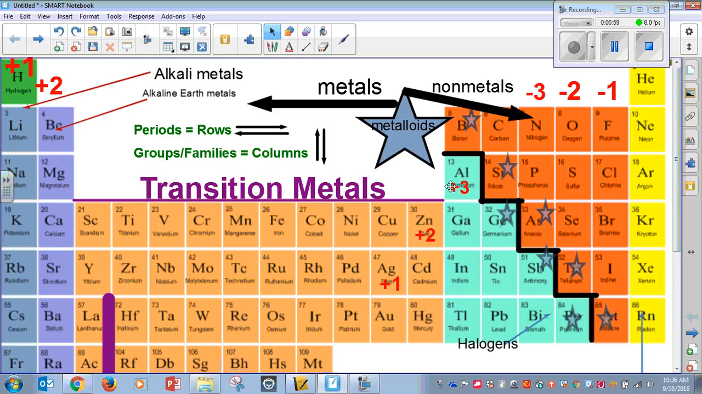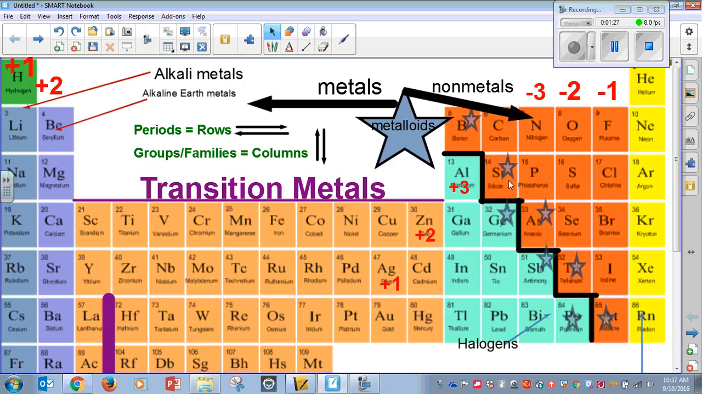Then over here, underneath this heavy black staircase, we have some other metals, gallium and germanium, indium, tin, antimony, thallium, lead, bismuth, and aluminum. This heavy black line here that you see here, this stair step, is what separates our metals on the left side of the periodic table from our nonmetals, which are on the right.